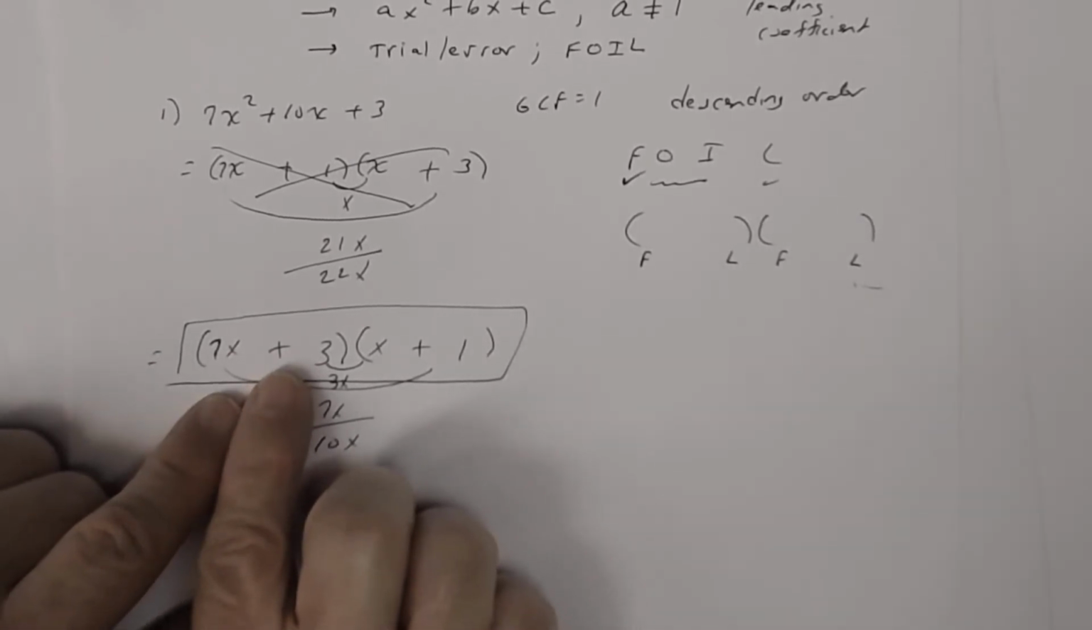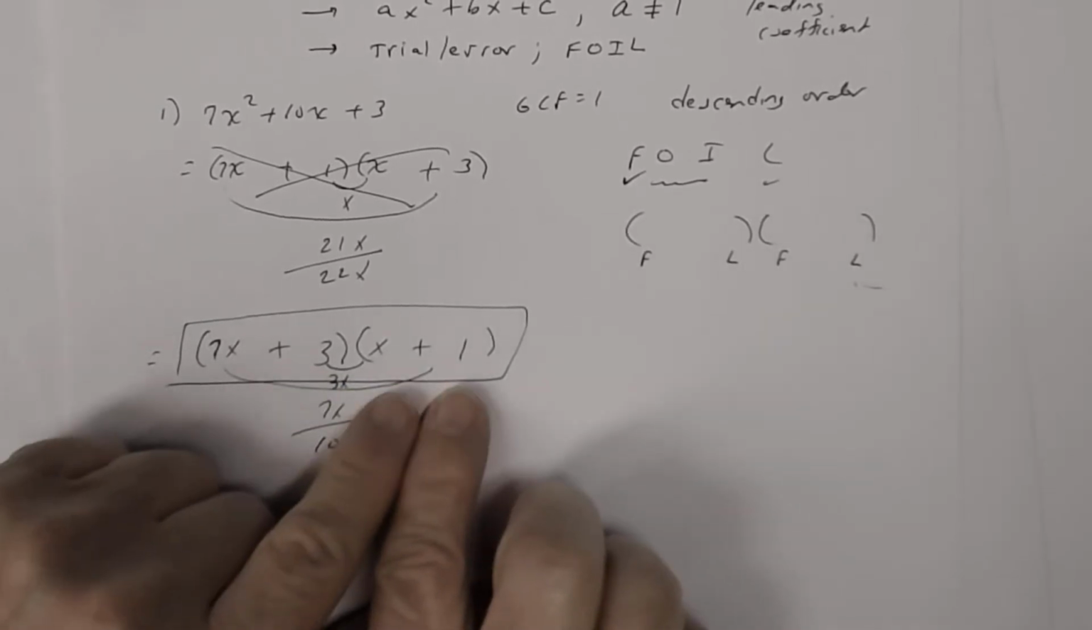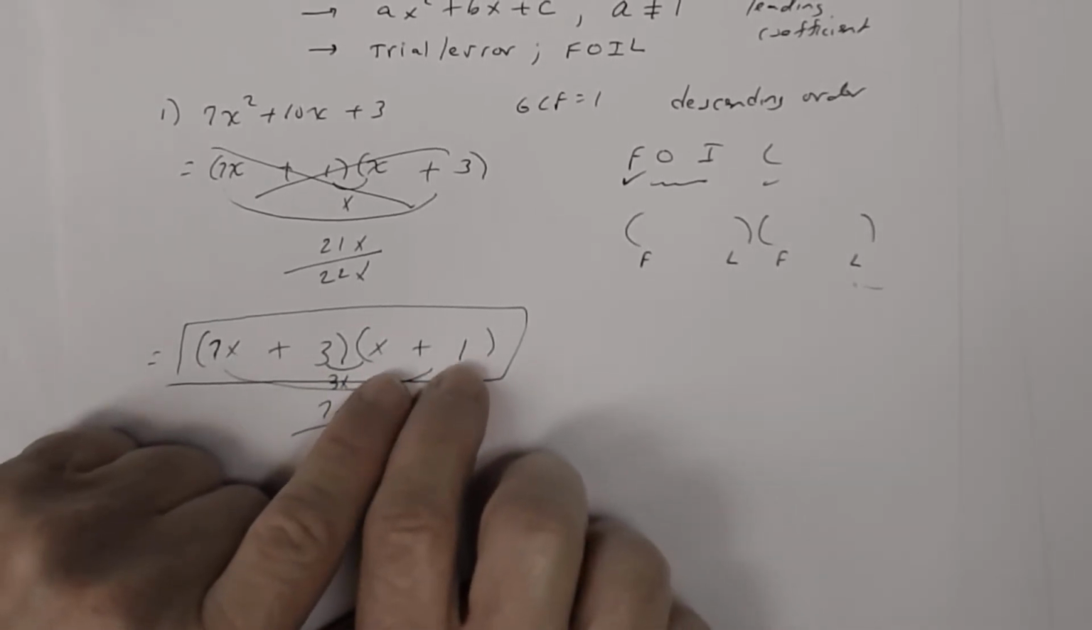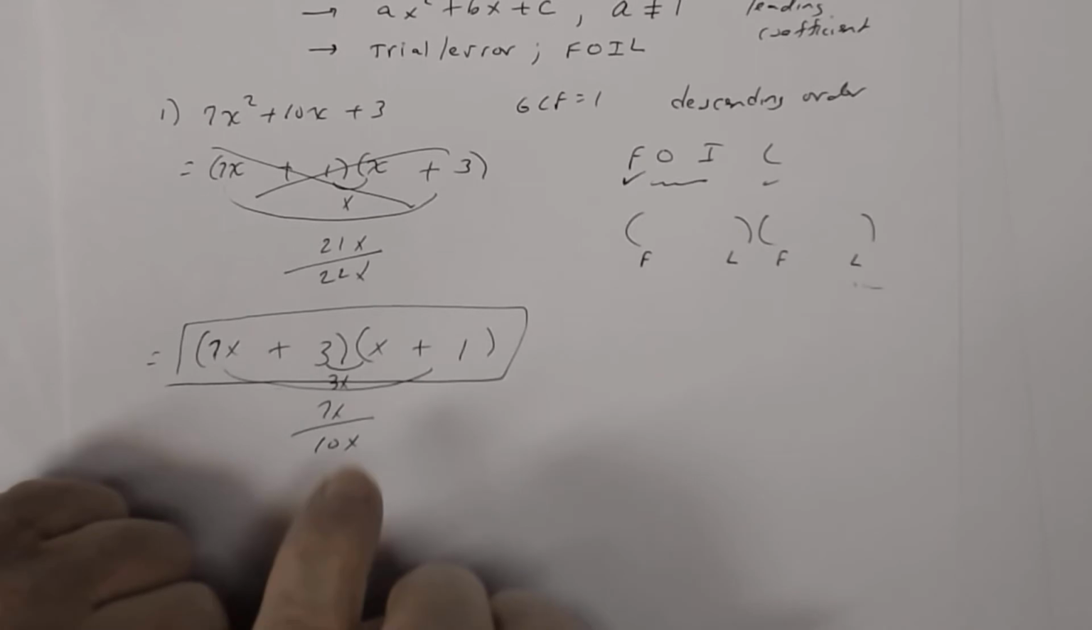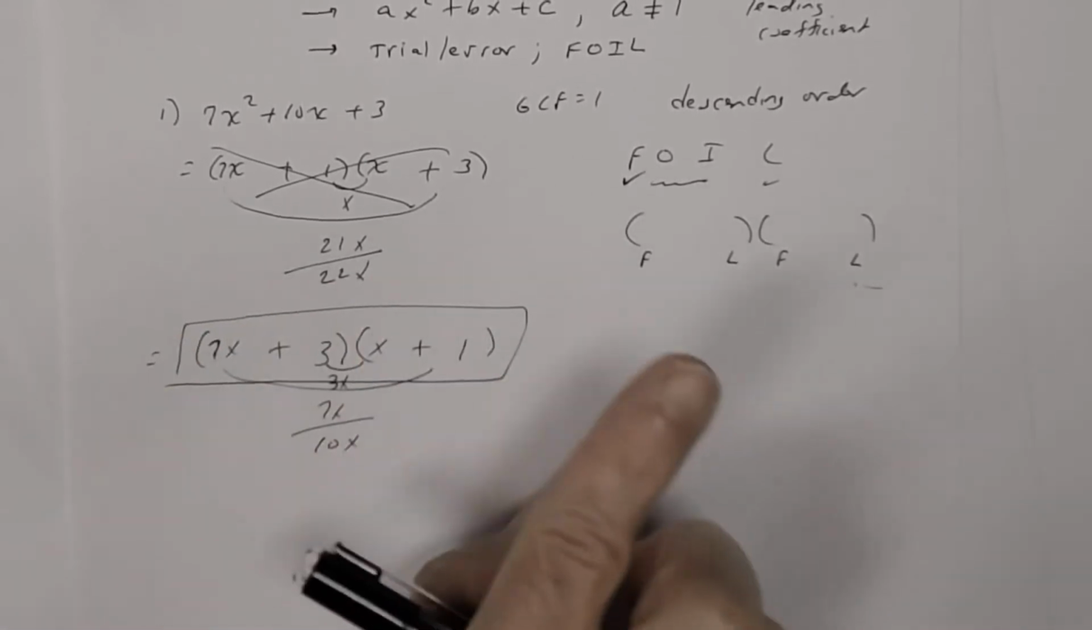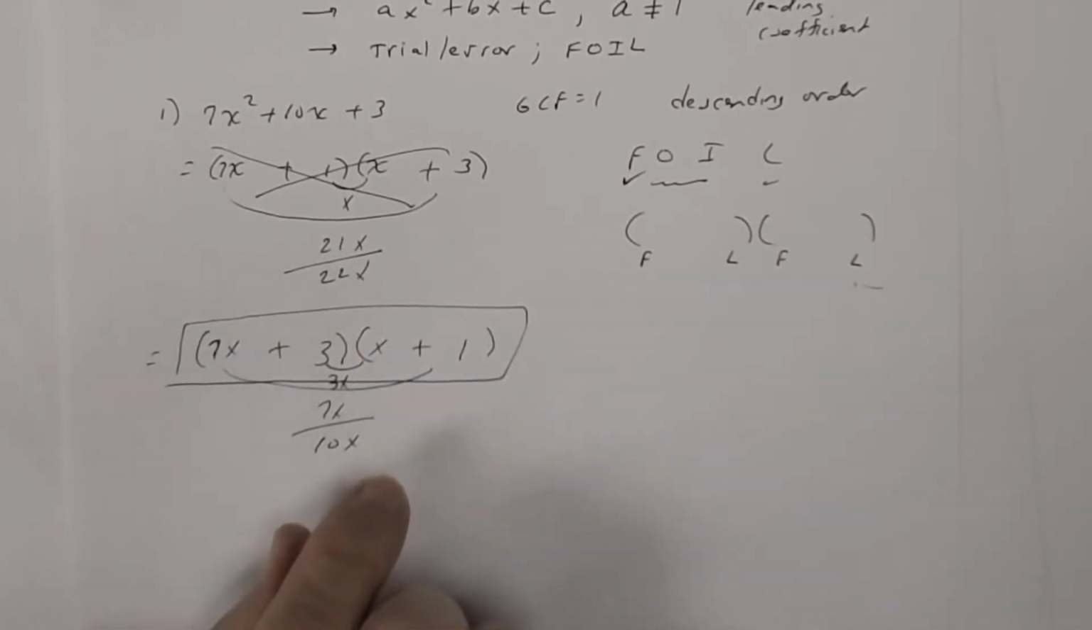So 7x plus 3, the GCF is 1. x plus 1, the GCF of those 2 terms is 1. So we're good. So that's the answer. And so notice what you do. So that's how you're going to factor these trinomials using trial and error or reverse FOIL.